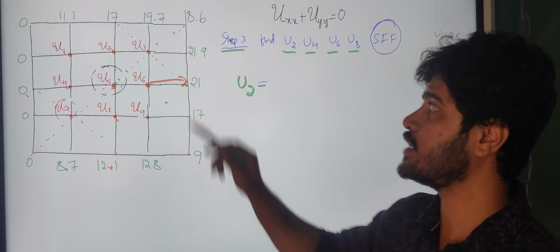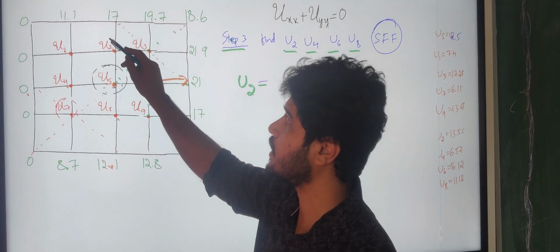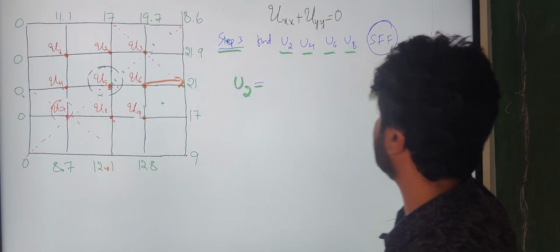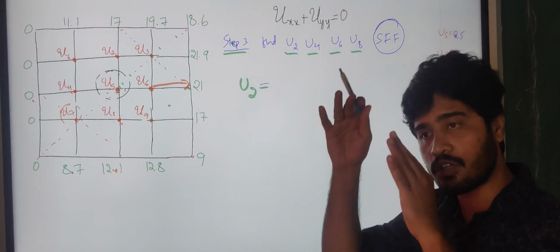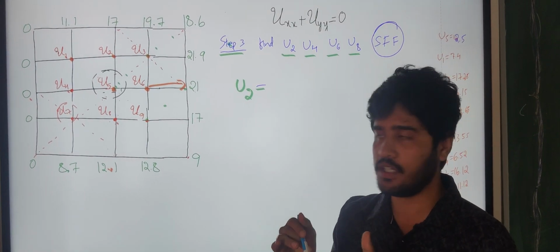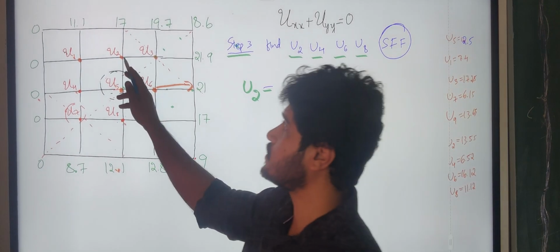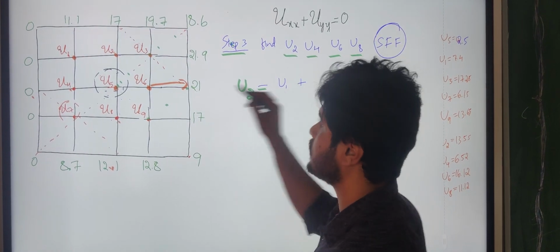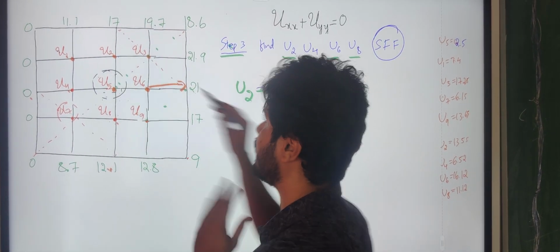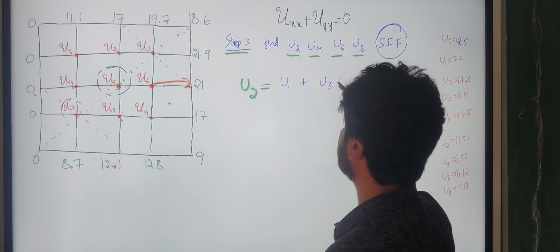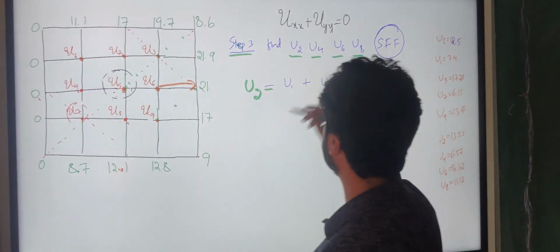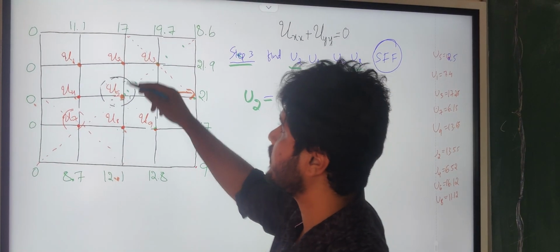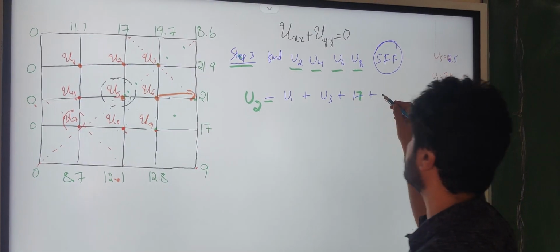So I have to identify u2 in the mesh diagram. So here you can easily observe the u2. So for u2, SFF means left, right, top, bottom points. So according to that, towards left side of u2 we have u1. Next, towards right side of u2, that is u3. And next, topmost point is 17. And the bottom point for u2 is u5.